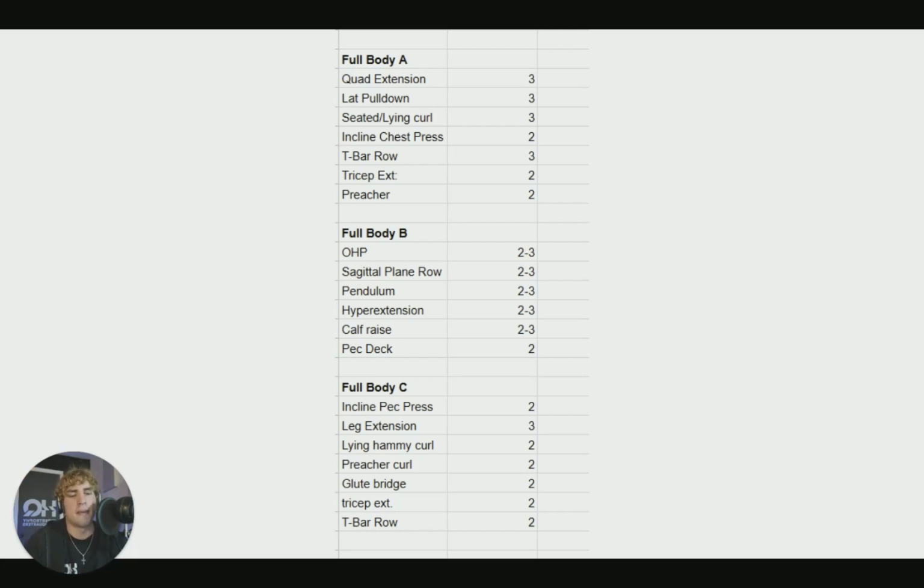Sagittal plane row, okay? What do I mean by this? Sagittal plane, it's this. Front and back, flexion, extension, pull. Cool. Pendulum squat. Just squat. But pendulum is, yeah, you're probably getting some rec fem action in there too. I'm not even going to get into that. Hyperextension, glutes, hamstrings. Okay. Calf raise. Awesome. Incline pec press. Cool. Leg extension, lying curl, glute bridge, tricep extension, T-bar row. Doesn't matter. Cool. Awesome. Got it?